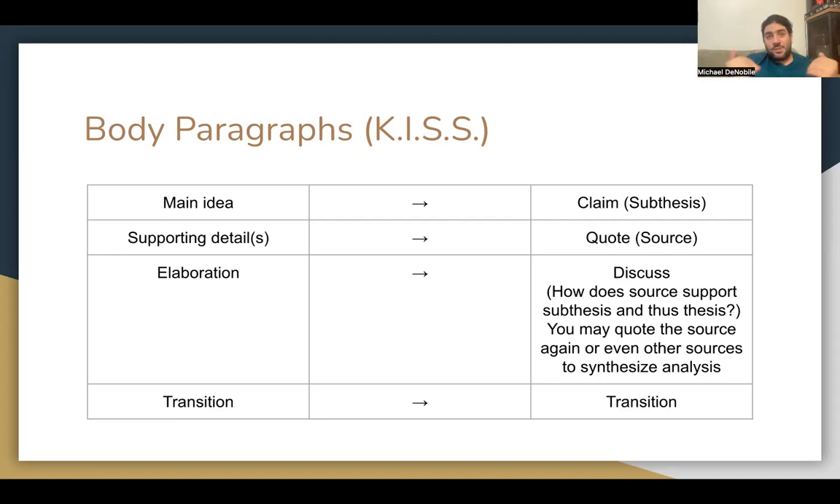Some of you, and this is what some students get caught up in sometimes, will quote, quote, quote, quote, quote, just looking like they're finding information to support what they're trying to say, and there's no cohesion to it. Your essays should be more your words than other people's words. So it should be 60 to 70% your words, and you're using other people's words to support what you're trying to say. You may quote the source again or even other sources to synthesize your analysis.